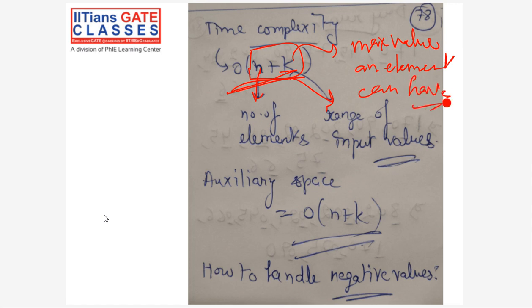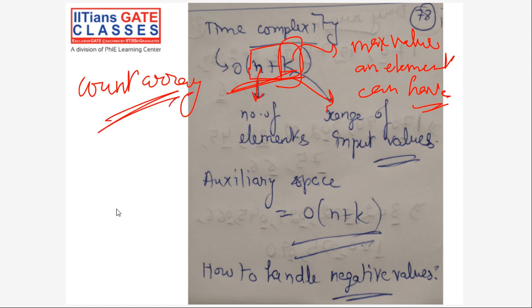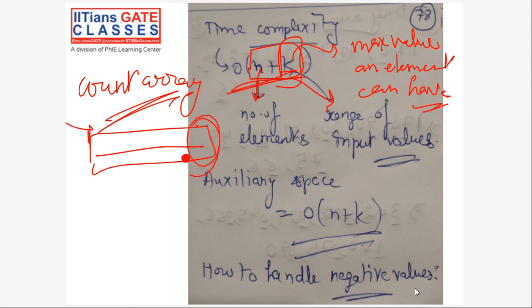Because depending on k, we will create our count array. The count array will be dependent on the maximum value of the array. And if you don't have the maximum value and you want to find it, then it's again easy, right? Just do a single scan through the input, find the max, and initialize your count array. Simple as that. All right.